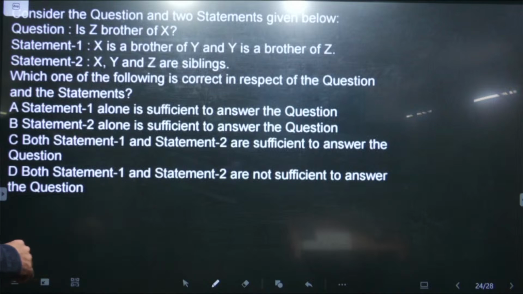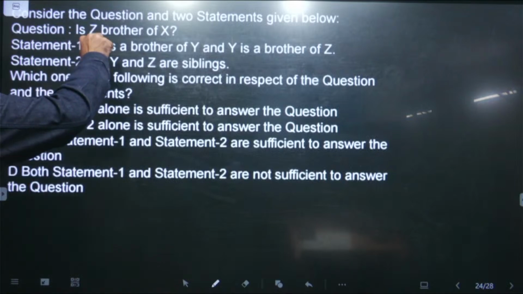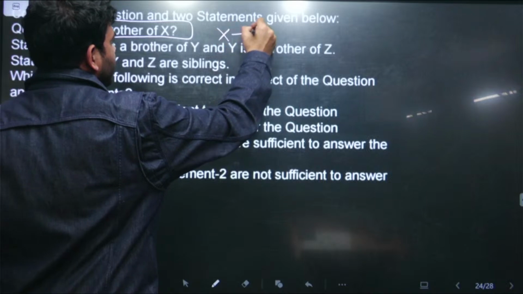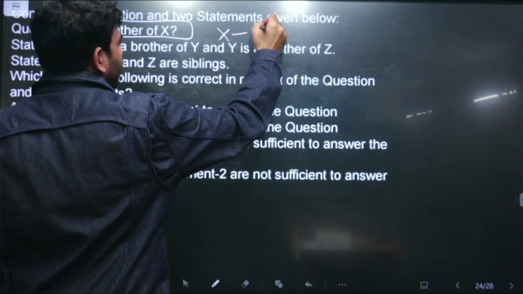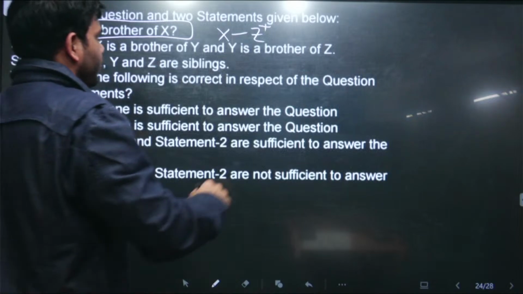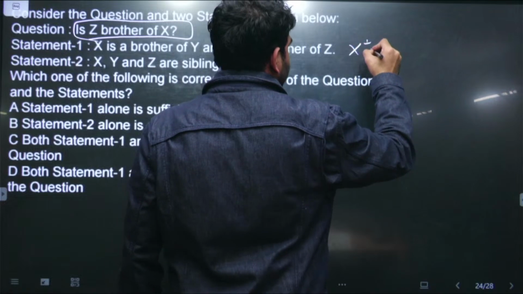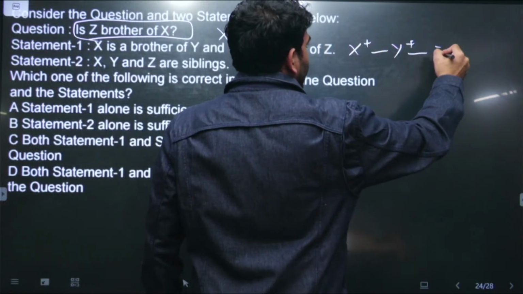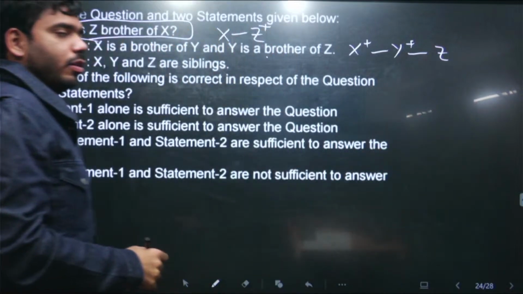This is the next question. The question is saying, is Z the brother of X? If X is there and Z is there, they are 2 siblings, or is Z the brother of X? This is what they are saying. First statement is saying X is brother of Y. X जो है, this is a male and this is brother of Y, and Y is the brother of Z. Y is also a male and this is brother of Z.